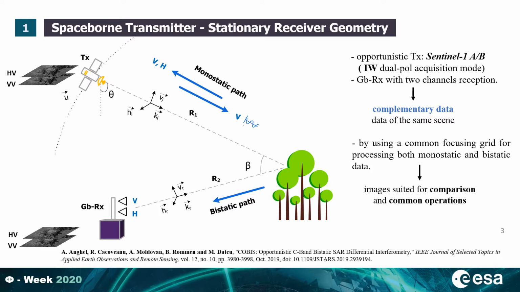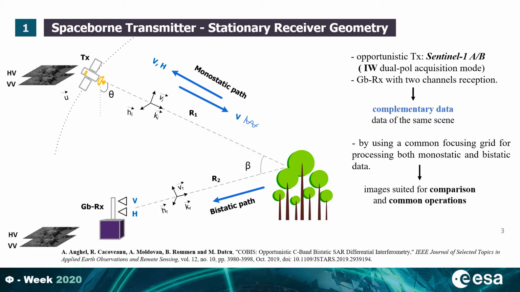The bistatic acquisition is possible with the help of a ground-based receiver and the Sentinel-1 C-band SAR instrument as transmitter of opportunity. Moreover, the monostatic data is easily accessible thanks to the free open source policy of the Copernicus Hub.